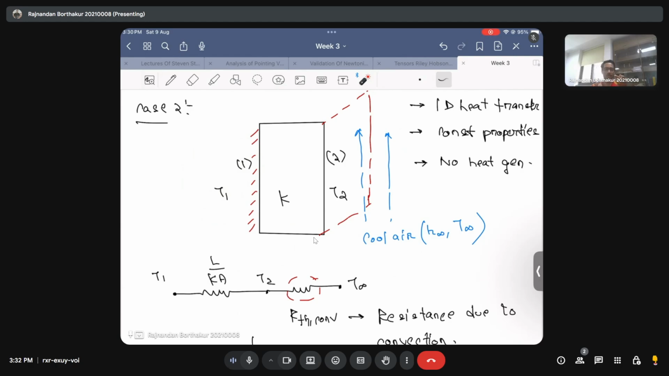But it is not equal to L by kA, the form that we use in case of rectangular slabs, meaning that the shape of the geometry will dictate the conduction resistance. For instance, if it's a sphere, your conduction resistance will be different. It is going to be 1 by 4 pi k times (1/Ri minus 1/R naught), if I remember that correctly. But it is going to be different, and you can derive all those things from the basic heat diffusion equations.